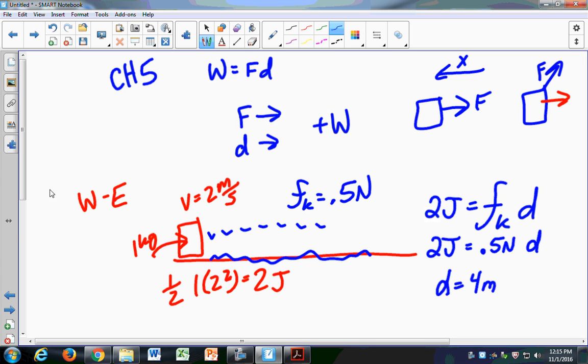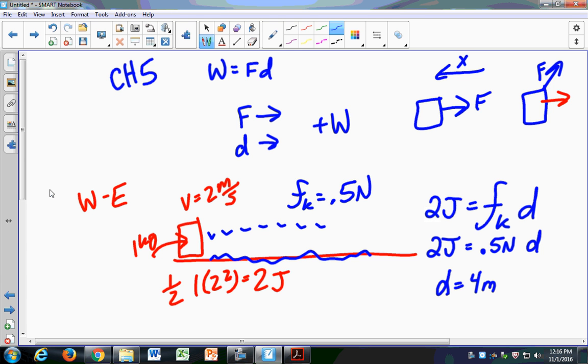You don't have a problem just like that, but you do have a couple questions where you're dealing with the work energy theorem, where if I do work on an object, I change its energy. If it's something like friction, I'm taking away energy. If it's something like a force that I'm pushing with, then I'm giving it energy.